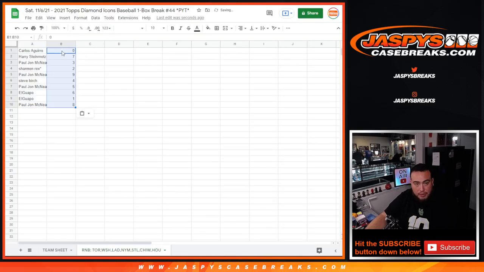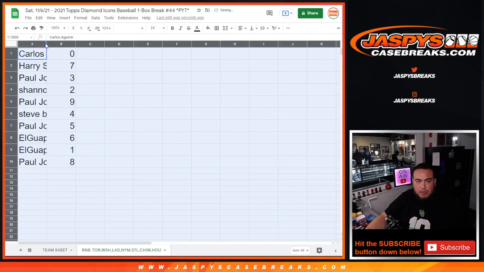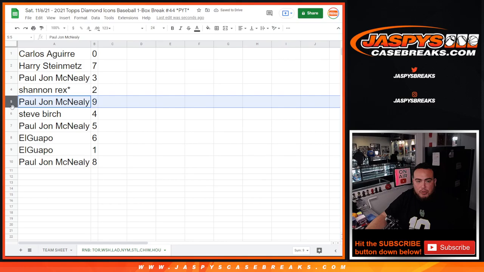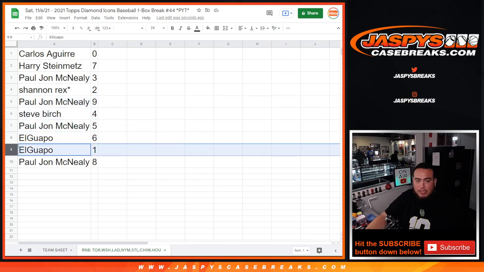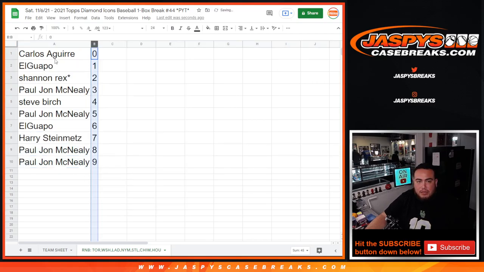And again, guys, of course, if there are any non-numbered cards, they'll be randomized to the group. Of course, redemptions go automatically to spot 0, so Carlos, that'll be you right there. Harry with 7, PJ with 3, Rex with 2, Last Ball Mojo, PJ with 9, Steve Birch with 4, PJ with 5, Iwapa with 6, and then, of course, any one-on-ones for these teams will be yours, and PJ with 8. So there you go, guys.